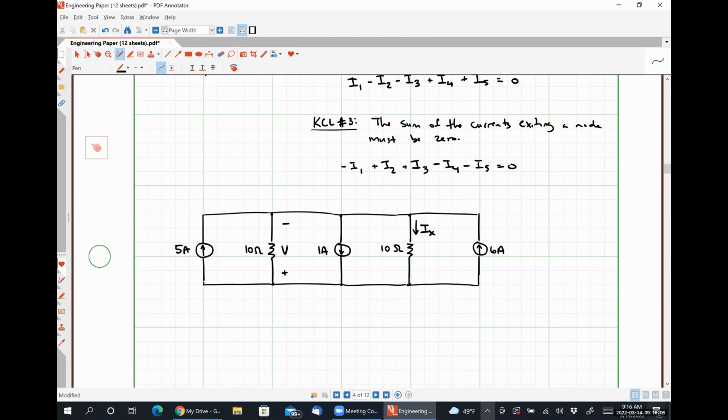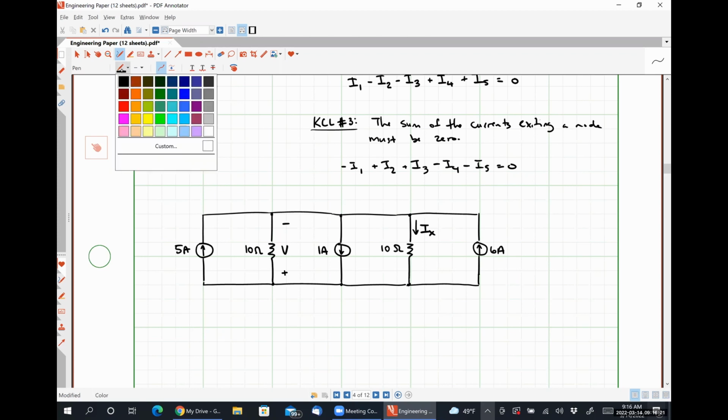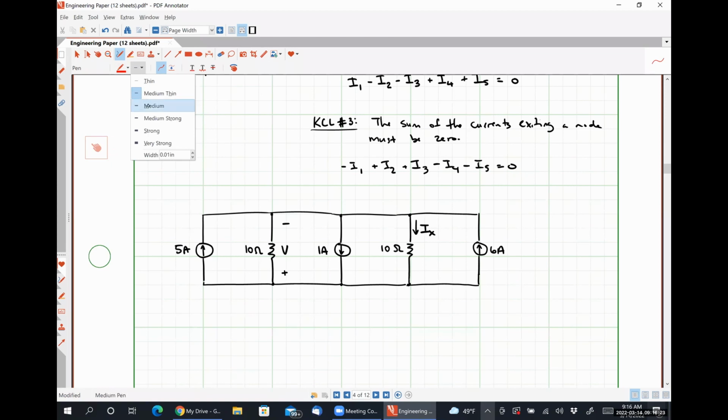All right, Davis. We are going to apply Kirchhoff's current law at either the top node or the bottom node. What is your preference? The bottom node. All right. We're going to apply Kirchhoff's current law at the bottom node. So I am just going to label the bottom node real quick here. Put it in red.